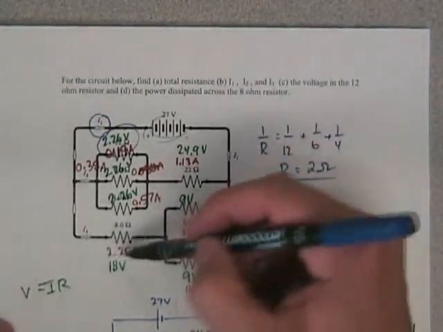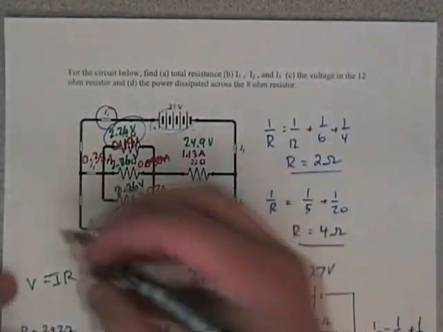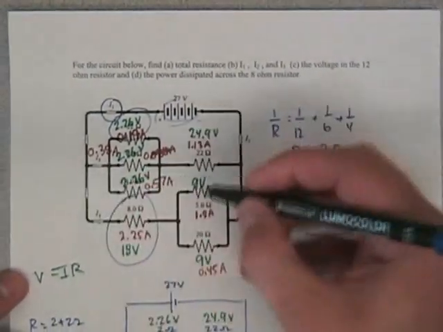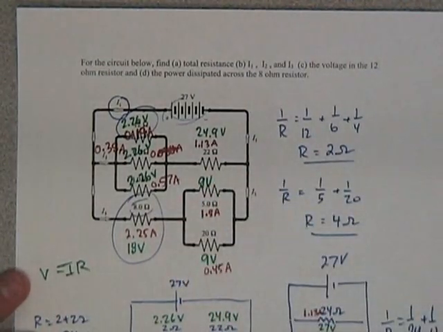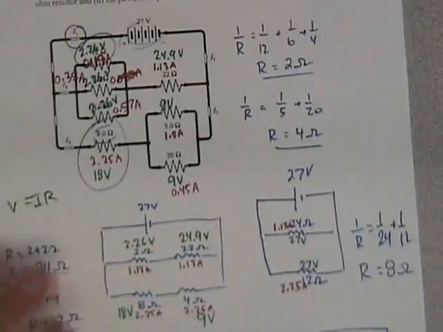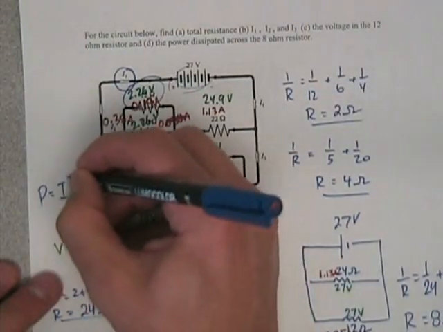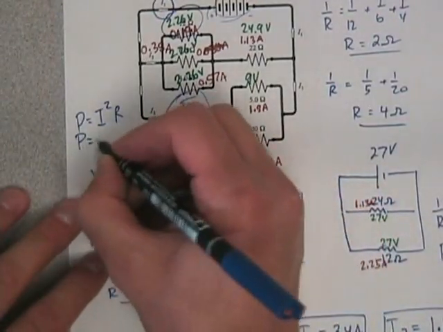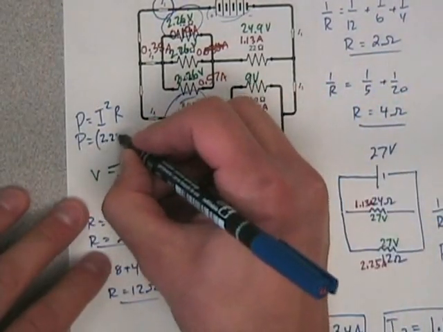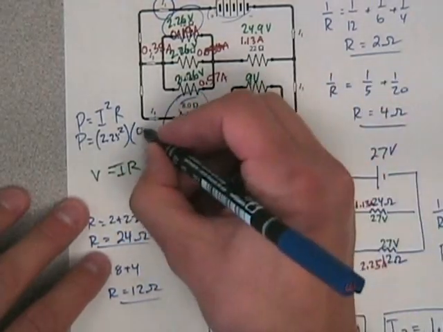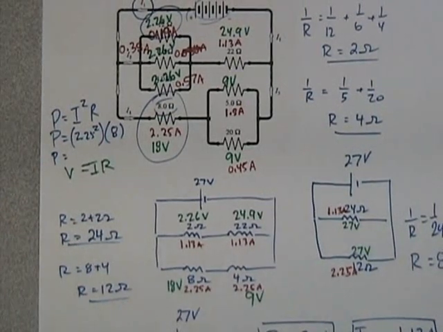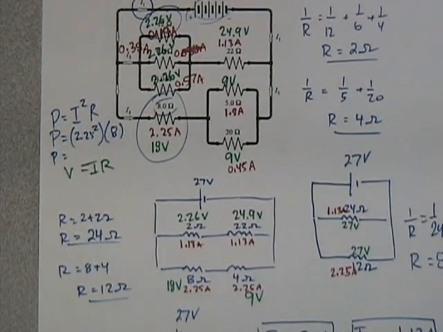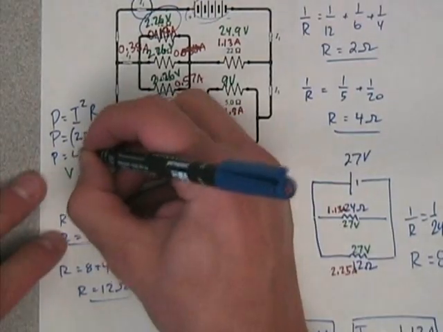The power dissipated in the 8 ohm resistor, that's this one right here. And I can go, well, I have all my values. I'm going to go with the ones that I know. I know resistance for sure, and current, I figured out a long time ago. So I'm going to go with current and resistance. That's P equals I squared R. So that's going to be 2.25 squared times 8, which is 40.5 watts.